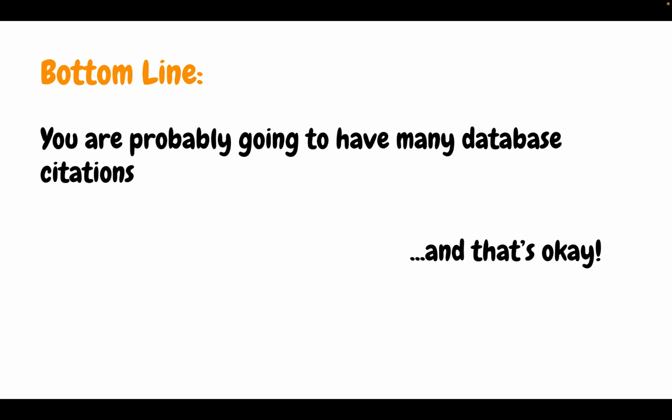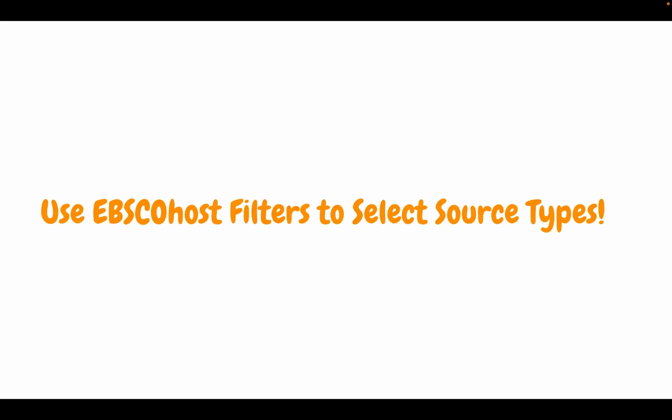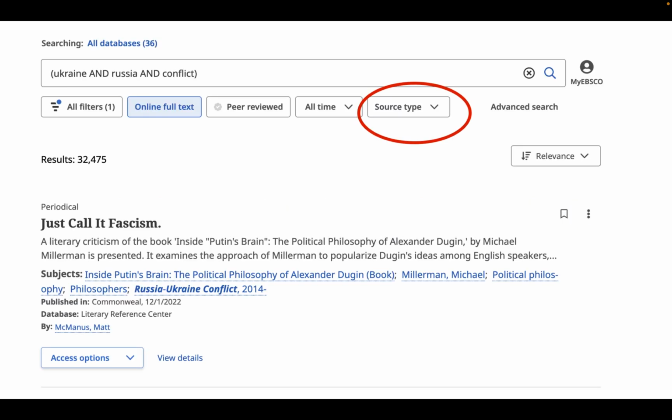We also want to remind you that you can use EBSCOhost to actually select source types. When you are in EBSCOhost, you will see that there is a source type drop down here. So you can actually select magazine articles, newspaper articles, book chapters. So that's an easy way to get different source types. If you have any questions about source types or need any help finding a different type of source, ask your librarians for help.